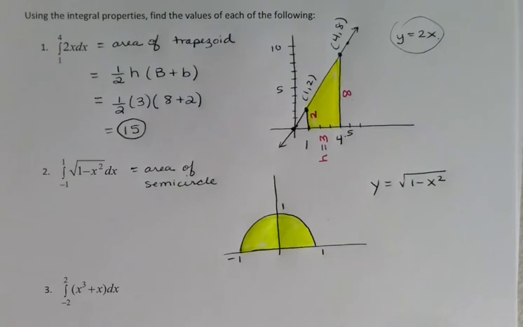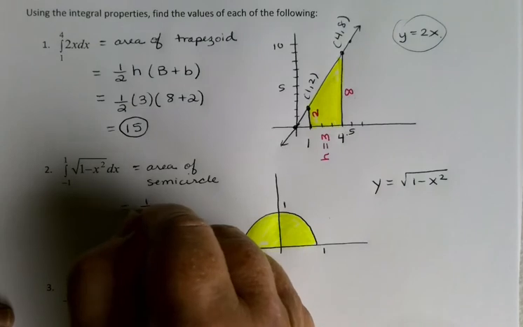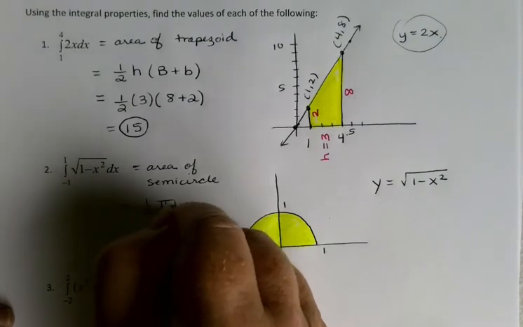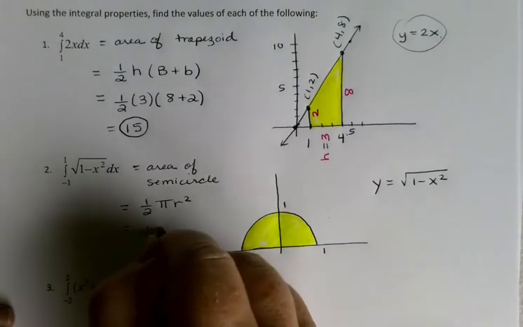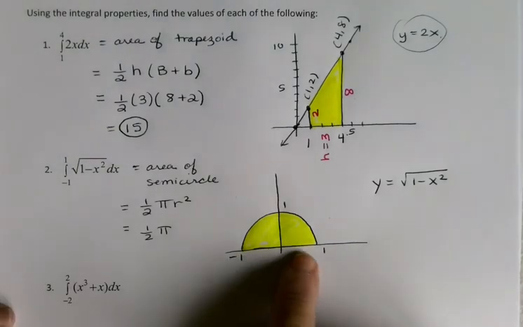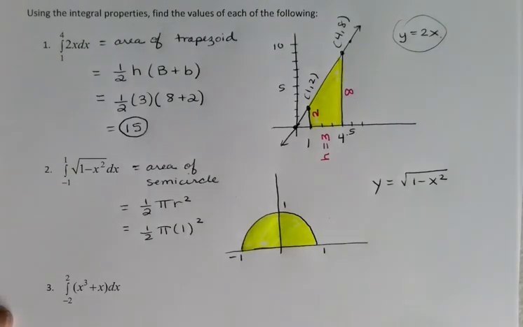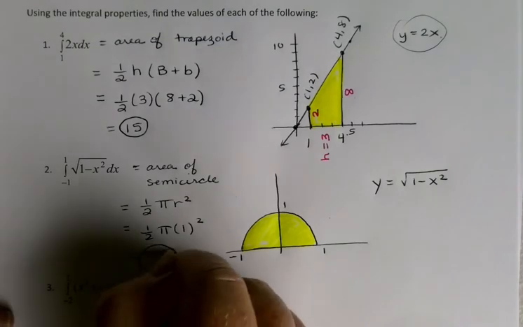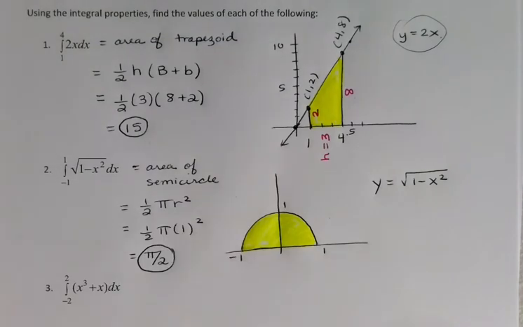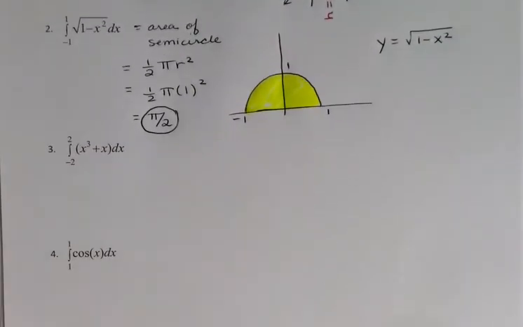And that means that the area is the value of the integral. A semicircle would be half of pi r squared. And the radius of this is just 1. So I'm going to end up with pi over 2 for the value of that integral, the area of the semicircle. All right, well, let's see. This is working so well. Let's see if it works for number 3.